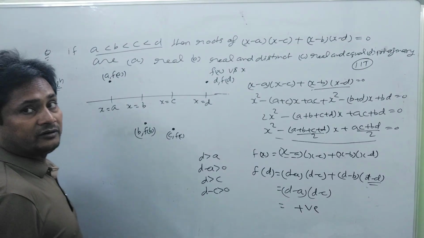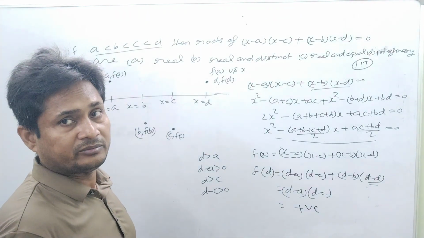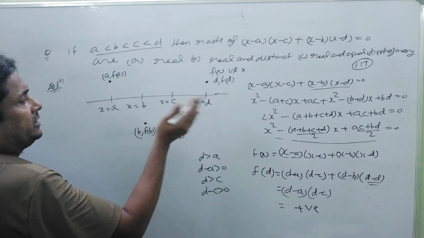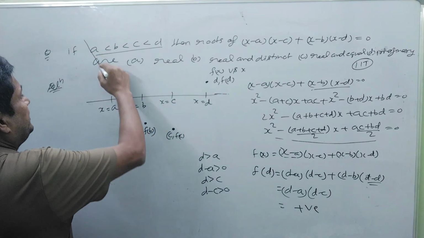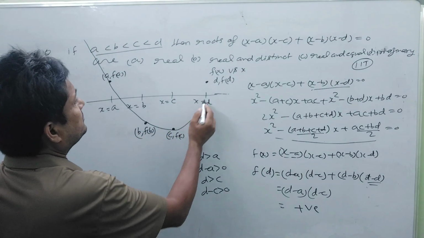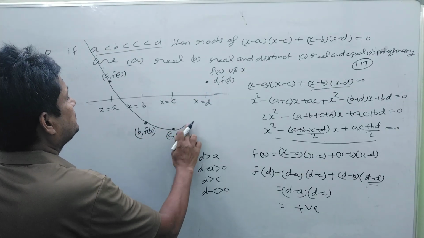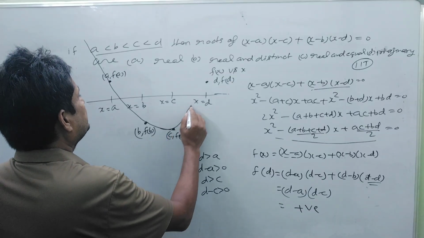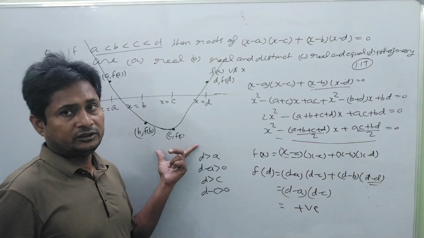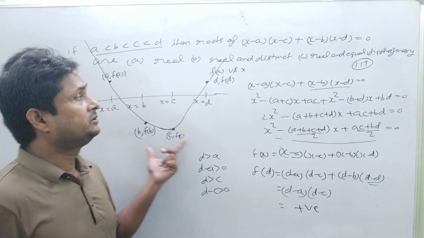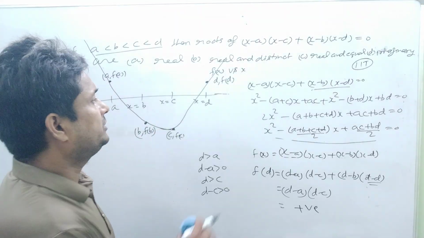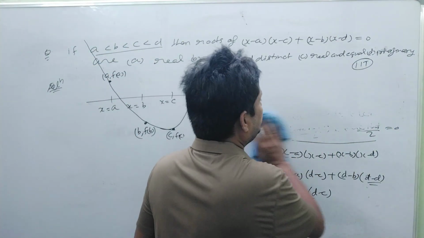Now draw the graph of the parabola. The parabola is upward, so the graph will be like this. The graph will pass through these points. From the figure, this will be the possible graph. So you can see what is the condition, what can be the case.